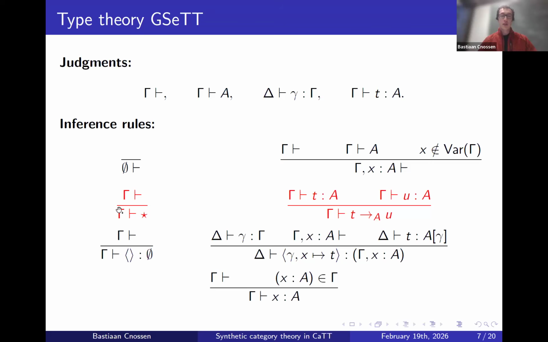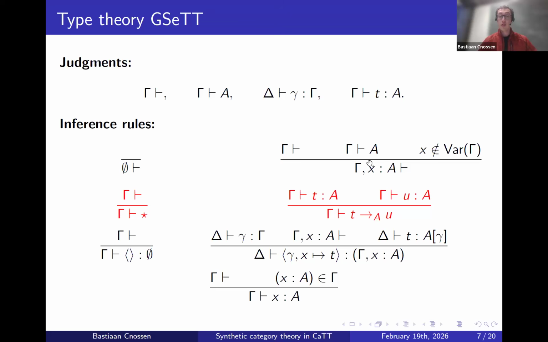In every context, we get this type star of 0-cells. And then the rule says that whenever we have some type A that encodes n-cells for some n, we have an n-cell T and an n-cell U, then we get a type of n+1 cells between them, from T to U. And the rest of the rules, I mean, they're not so interesting.